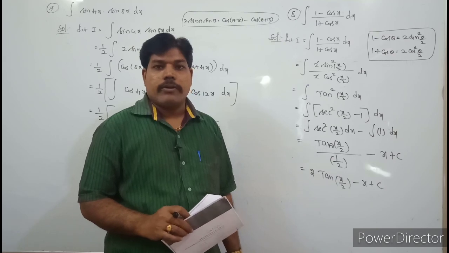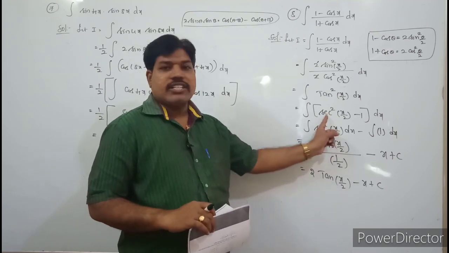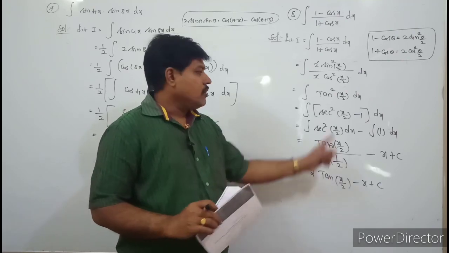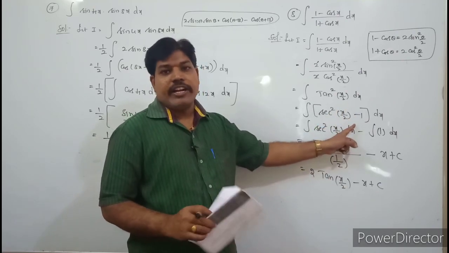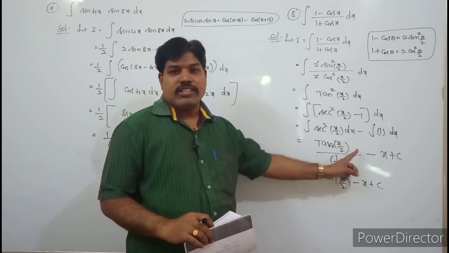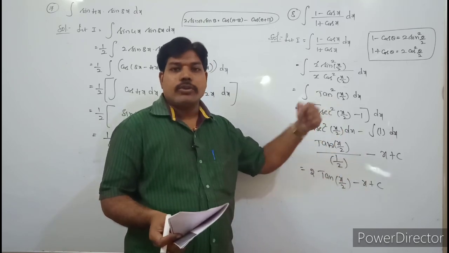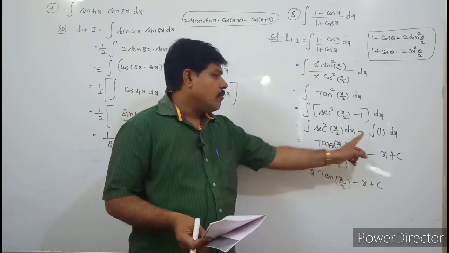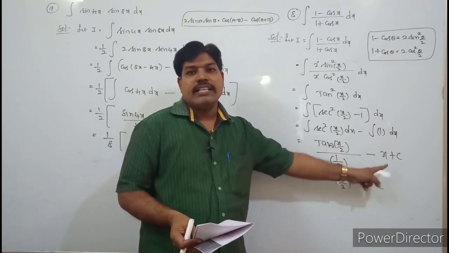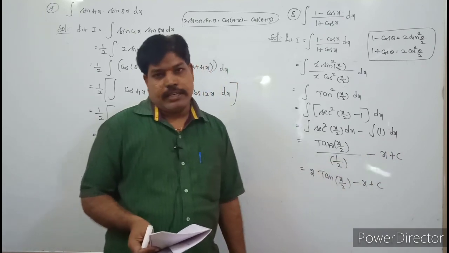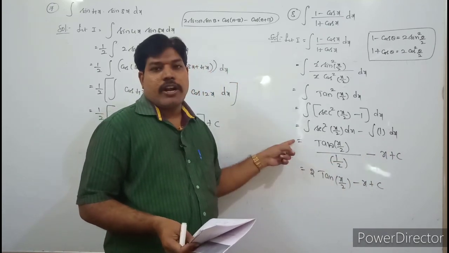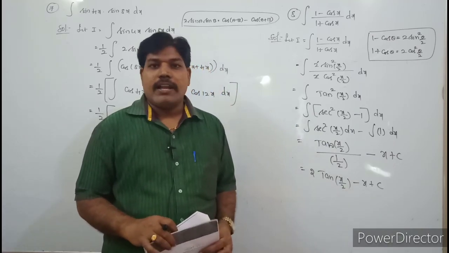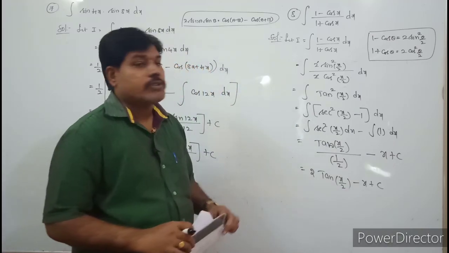So here, for tan square, in integration you don't have a direct formula. What you have to do is convert it into secant square: secant square x by 2 minus 1. The integration of secant square x by 2 is tan x by 2, and the derivative of x by 2 is 1 by 2, so you have to take it in the denominator. Minus integral of 1 is x plus c. So take this 2 into the numerator, it will become 2 into tan x by 2 minus x plus c. So see that question, students.